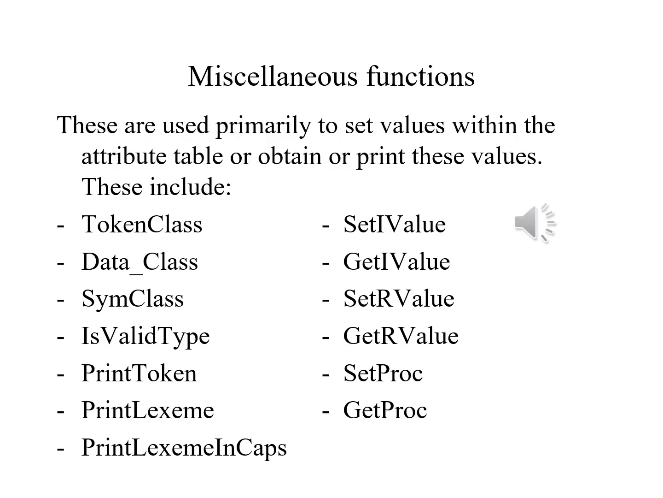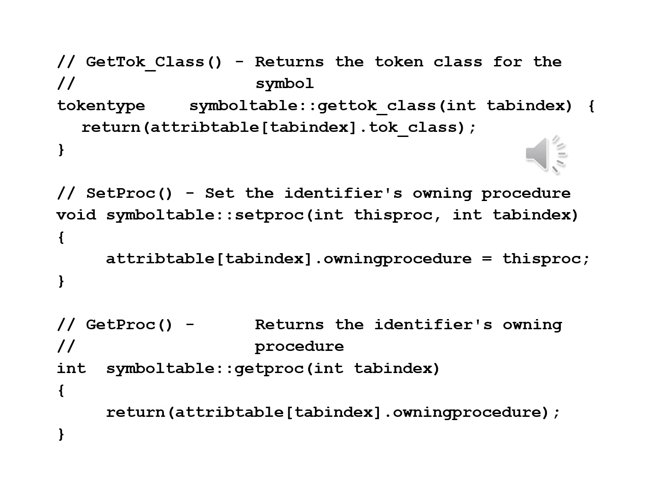There are a variety of miscellaneous methods, most of which are accessors and mutators, to give other phases of the compiler access to the data within the symbol table. getToken returns the token for a given symbol. setProc sets and changes the owning procedure for a given symbol, and getProc provides the reference to the methods that need it.